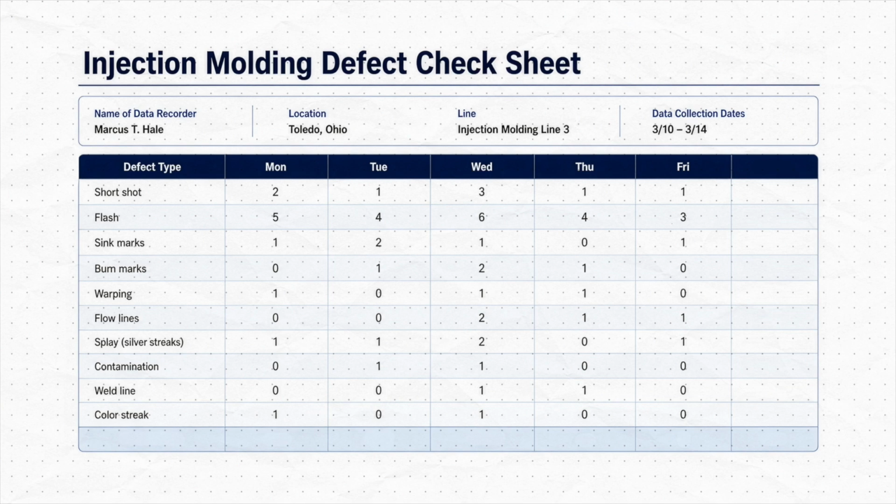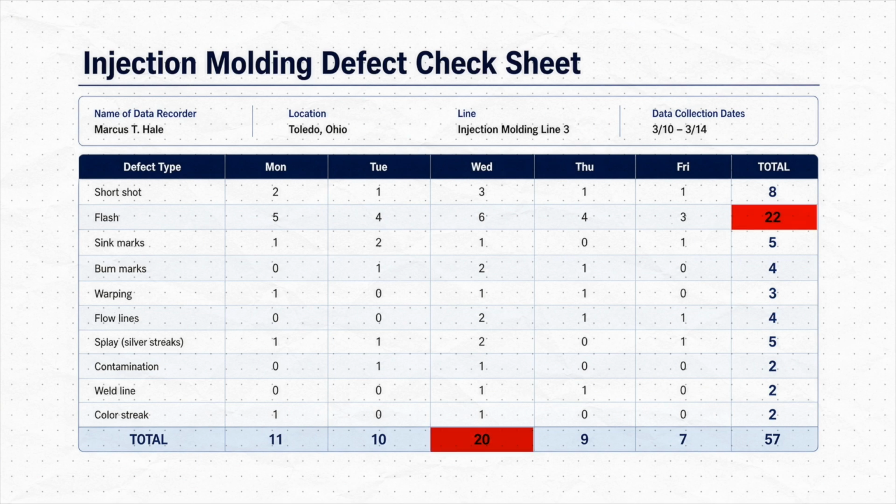Now read the totals. The column on the right sums each defect type across the whole week, and one figure stands out immediately. Flash occurred 22 times, far more than any other defect. That single number already tells you where to focus first. The row along the bottom sums each day, and Wednesday stands out as the worst with 20 defects, which is a clue worth investigating on its own. So, a single completed sheet has already done real work. Without any further analysis, it has ranked the defects and flagged the worst day, and those totals drop straight into a Pareto chart, which is the tool we cover next.